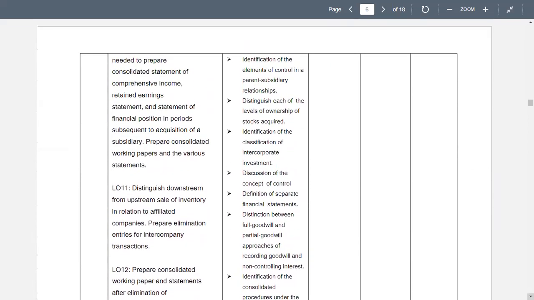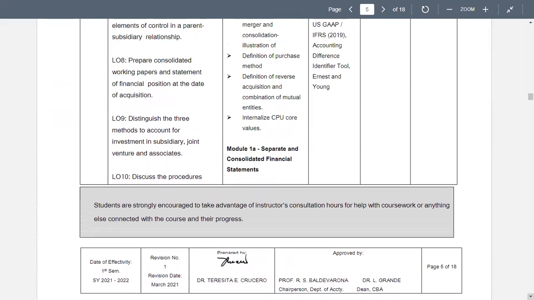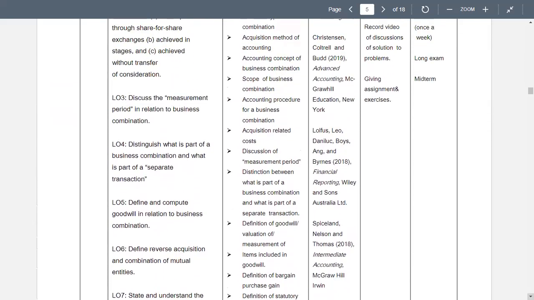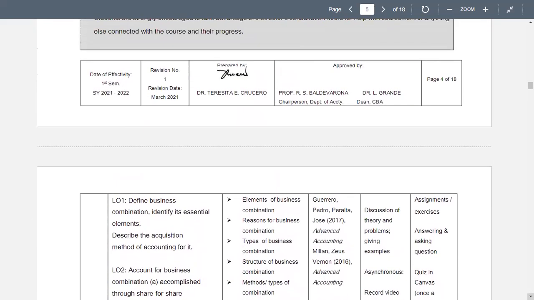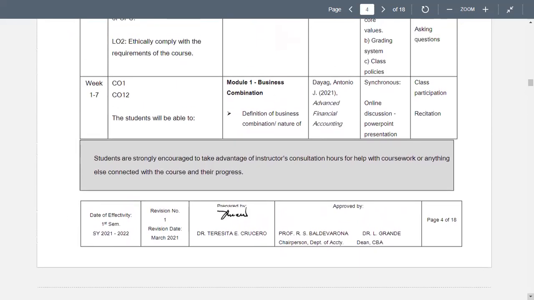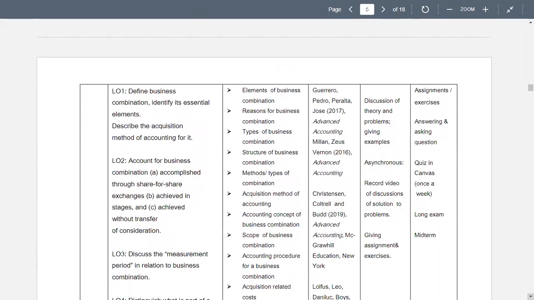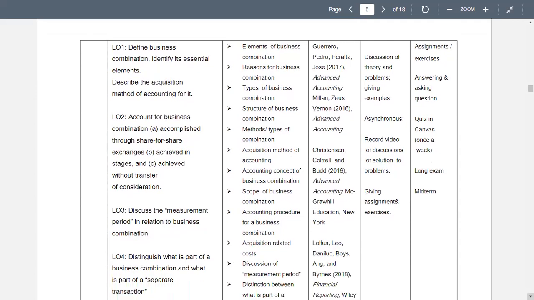So we now have the set of learning objectives and the activities that we have to involve and the modules that will be used. So we have now your advanced accounting books. Of course, our author is Dayag Antonio, and we have the sources. So we have now the module applicable. I'd like you to refer to the modules. Here we have the list of topics that we are going to discuss, so at least we will be guided accordingly.